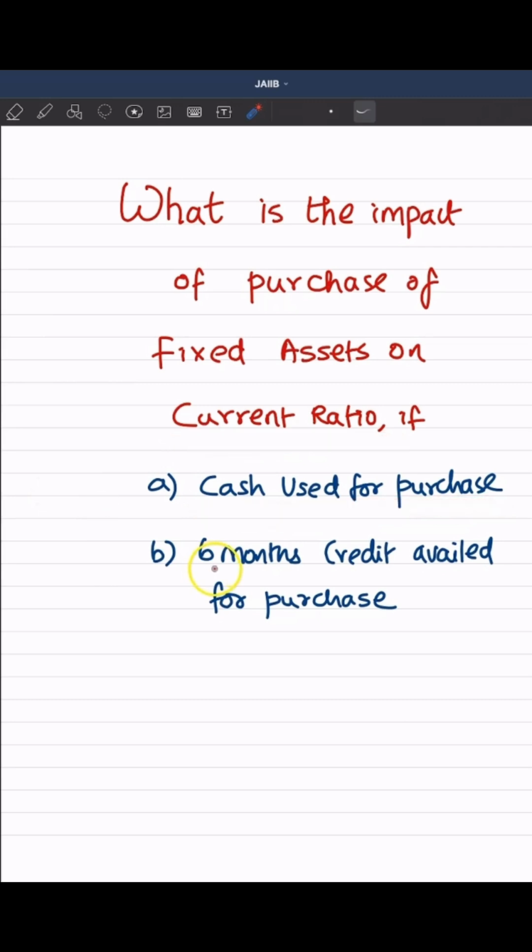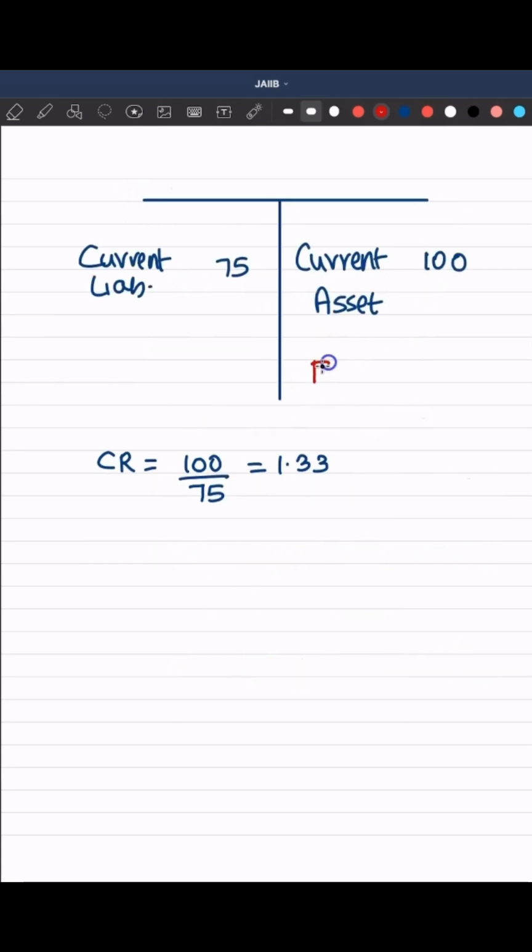Next one, what will happen to current ratio if fixed assets is purchased on 6 months credit basis? Here purchasing on 6 months credit means that liability have to be repaid within a period of 1 year. So that liability is current liability. Let's say fixed asset worth 50 crore is purchased. Since it is purchased on credit basis, it will be appearing under current liability. The obligation will appear under current liability, basically creditors for fixed asset, and that 50 will get added here. So 75 plus 50, total current liability will become 125.